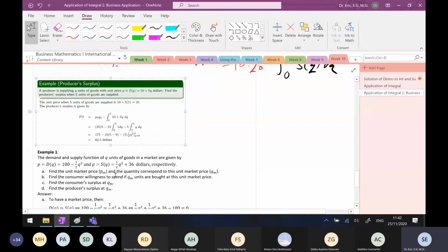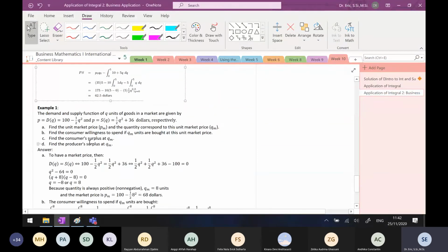This is the last example from me. The demand function and supply function of Q units of goods in the market are given by P equals this and this dollars per unit, respectively. P equals D(q) is the demand function, and P equals S(q) is the supply function. Find the unit market price and the quantity corresponding to this unit market price.